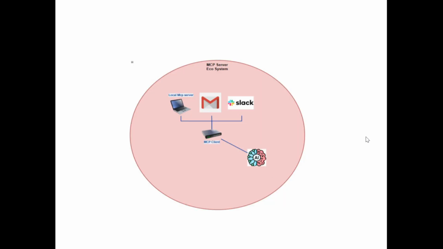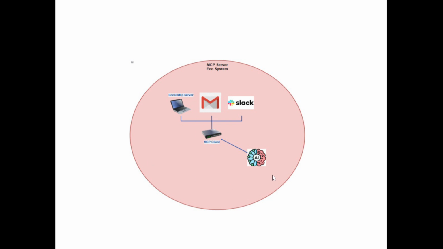So in other words, the MCP as a whole is the ecosystem. If I have an AI model and it wants to connect to different servers, it has to go through one client, or one or more clients actually. This is nothing but what is shown in this picture.